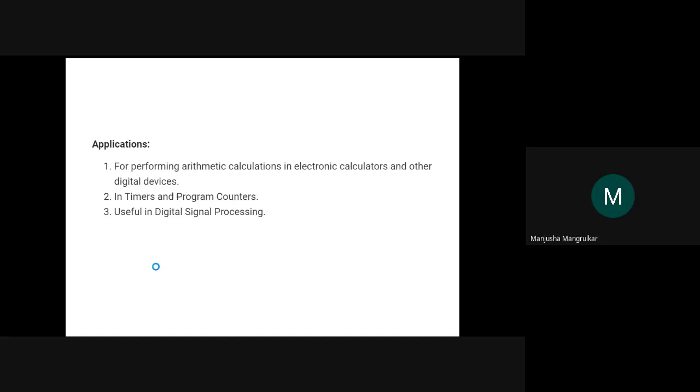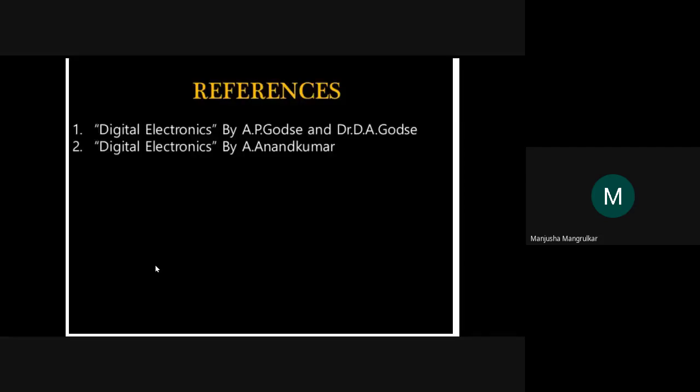So now today we will see the practicals on this half adder and subtractor, how we will perform the practicals.